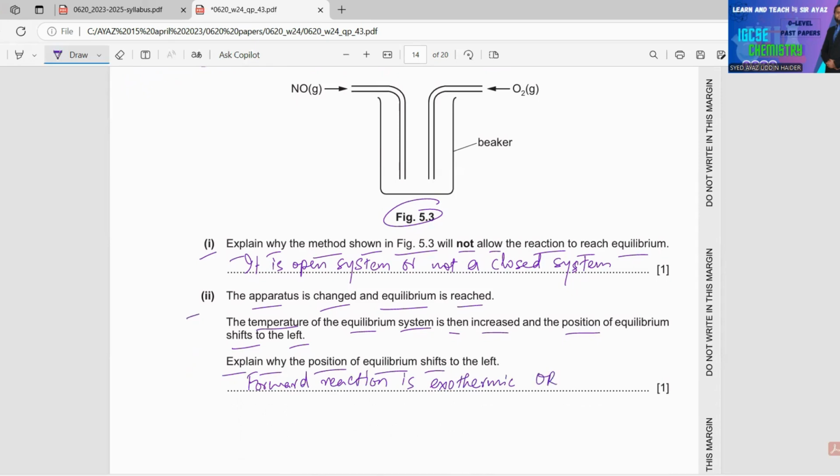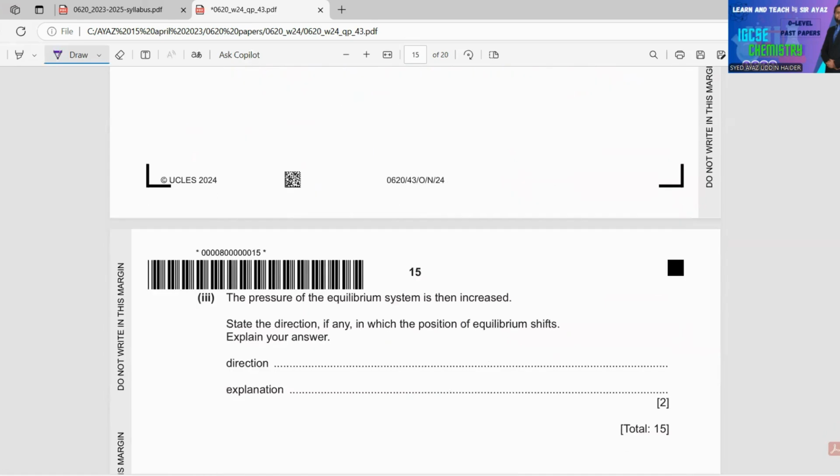Moving to the next part, which is part 3. The pressure of the equilibrium system is then increased. State the direction, if any, in which the position of equilibrium shifts. Explain your answer. So they are increasing the pressure, which means it will move to the direction with less number of moles.